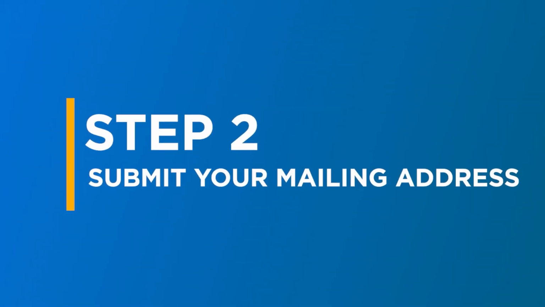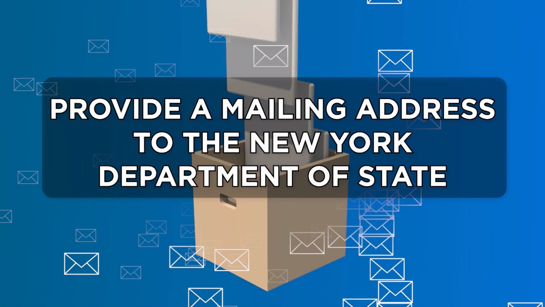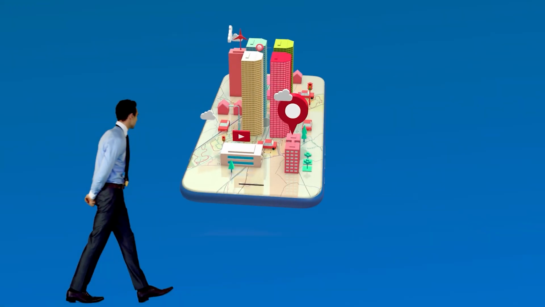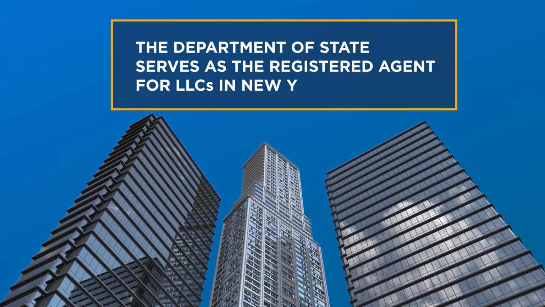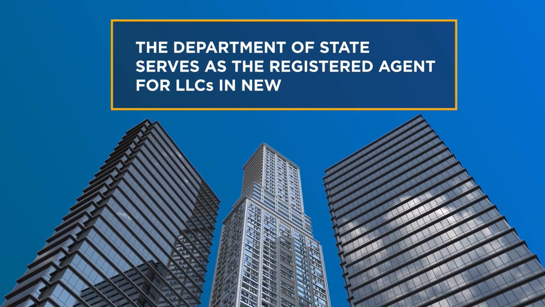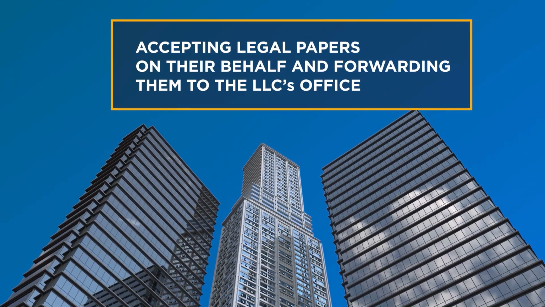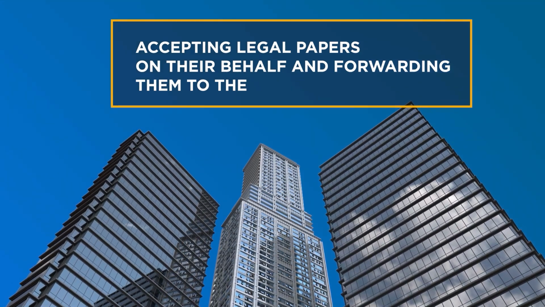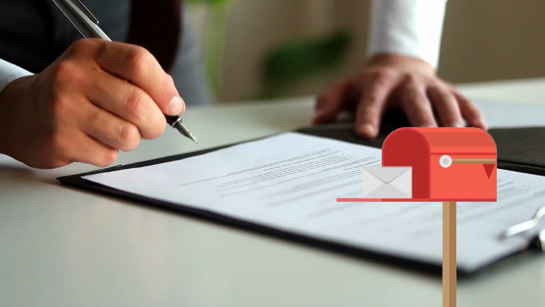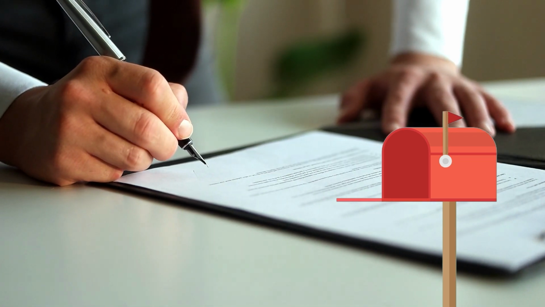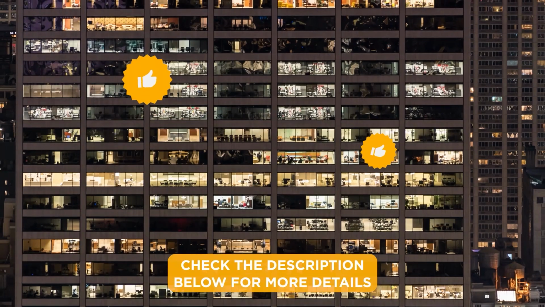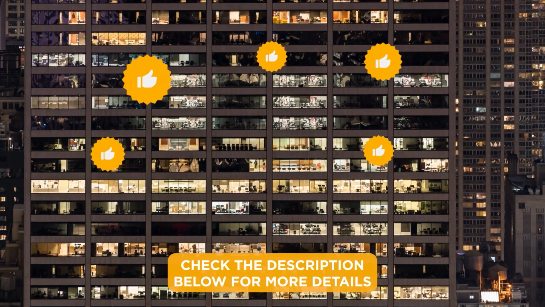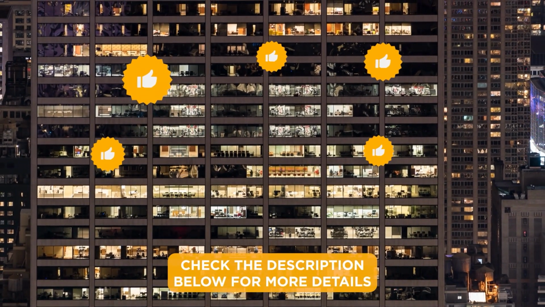Step 2. Submit your mailing address. After you've reserved your name, you must provide a mailing address to the New York Department of State in order to receive legal documents related to running your business. As we've mentioned before, the Department of State serves as a registered agent for LLCs in New York, accepting legal papers on their behalf and forwarding them to the LLC's office. Therefore, an LLC must provide a mailing address to the department so that any legal papers can be sent its way. Assigning an additional registered agent is optional. Check out the description below for recommended registered agent services that can guide you through this entire process.